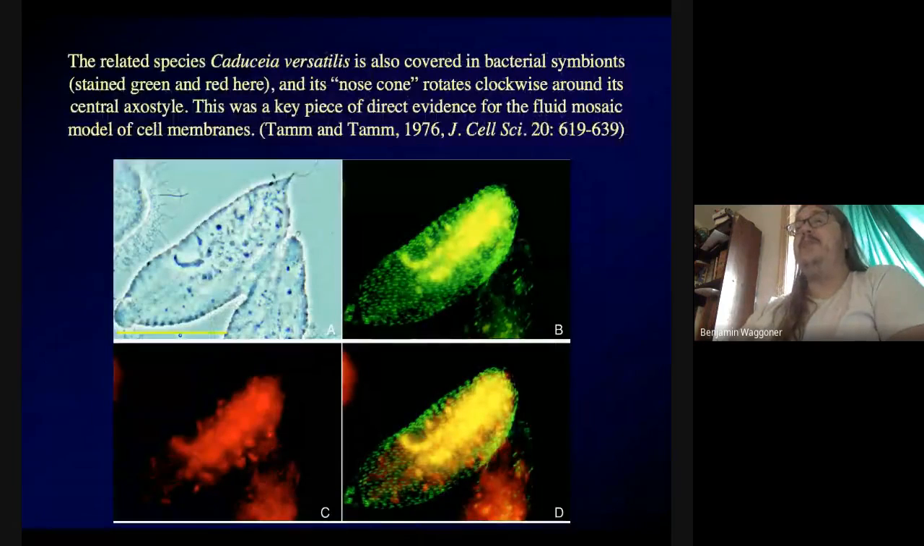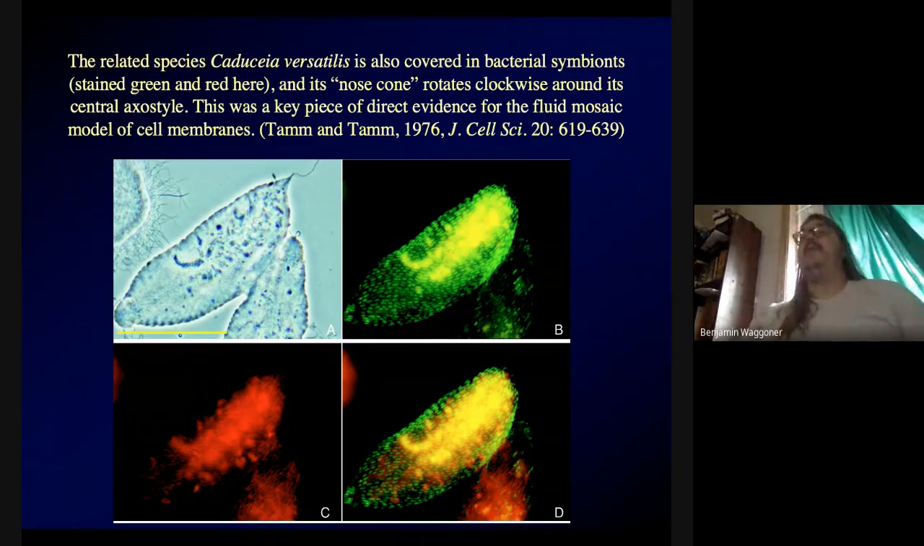There's a related species called Caducea. It's also covered in bacterial symbionts. You can especially see them clearly in B, where they've been stained green. And you can see all those little green dots on the outside of the cell. Those are symbiotic bacteria. They've also got this rod-like structure running down the middle of the cell called the axostyle. And as they swim, the anterior end, the nose cone, if you like, rotates clockwise.